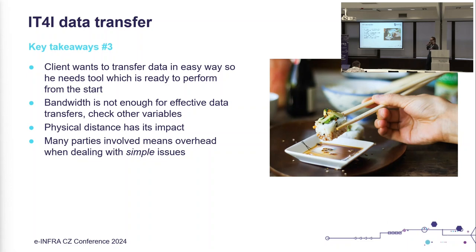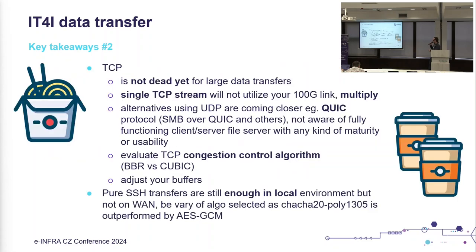And I think this is one place where those data management systems like iRODS and Onedata can really bring us something better. And the sheer bandwidth is not enough for effective data transfer. You see, you have this 100 gig line, but you have to have the way to utilize it fully. So also the physical distance, because the light travels through the cable and there is not much we can do about it. And we also had many parties involved in this, so even if it seemed like a simple issue at first, it was complicated to communicate it well.